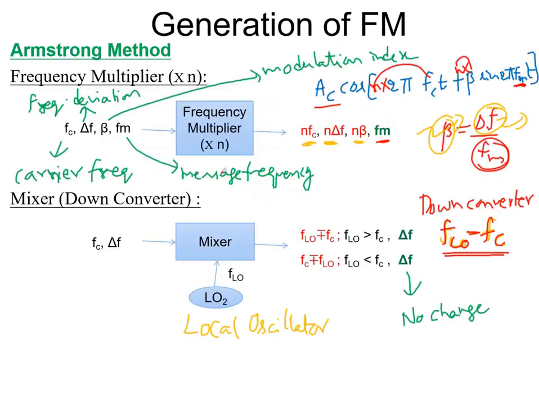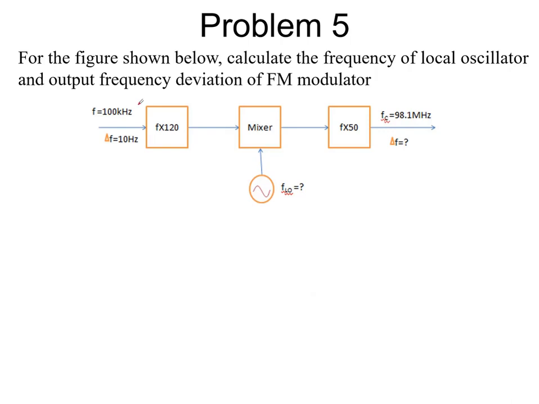Now we will try to solve a problem on these fundamentals. For the below figure, calculate the frequency of the oscillator and the output frequency deviation of the FM modulator. This is an FM modulator given to you, and clearly from here you can arrive at certain things. The first carrier frequency is given as fc1, maybe 100 kilohertz. Yes, that is your initial carrier frequency.